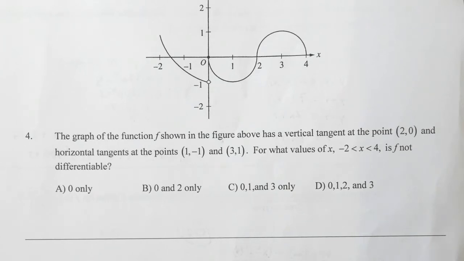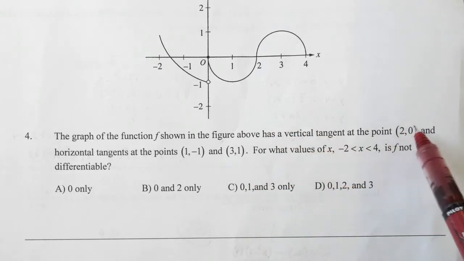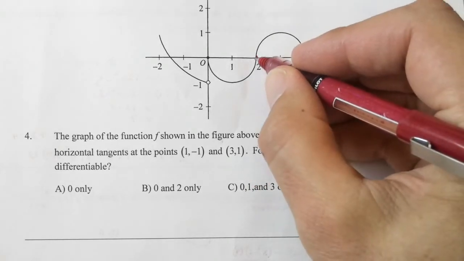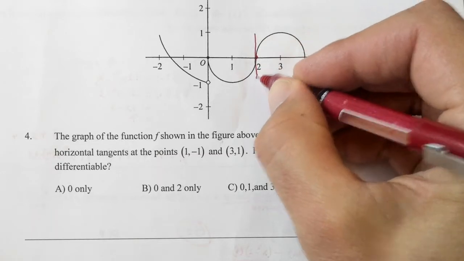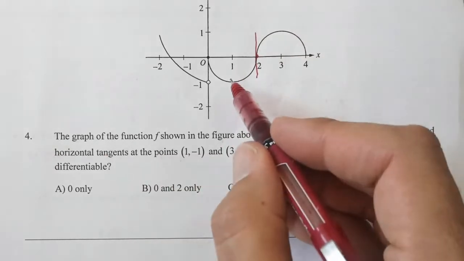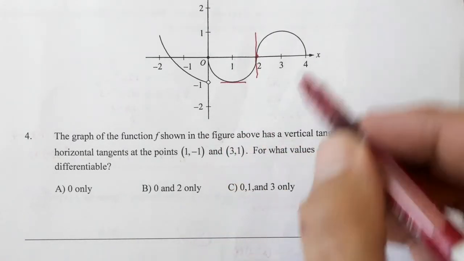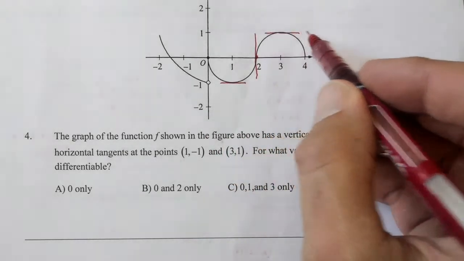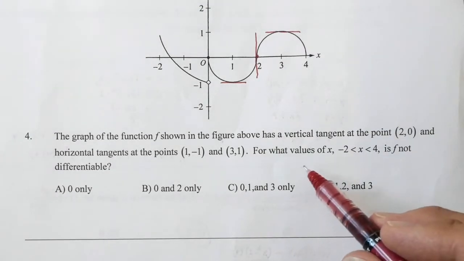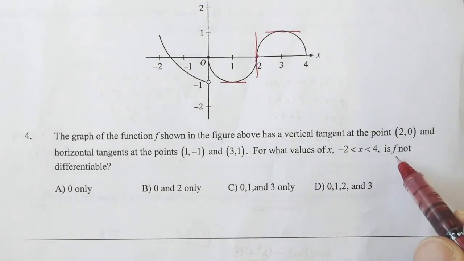Problem number 4. We are given the graph of f, shown in this figure right here. We're told that there's a vertical tangent at the point (2, 0). So there's a vertical tangent right there. And we're told that there are horizontal tangents at the points (1, -1), which is this point right here, and also (3, 1), which is that point right there. The question asks, for which values between -2 and 4 is f not differentiable?